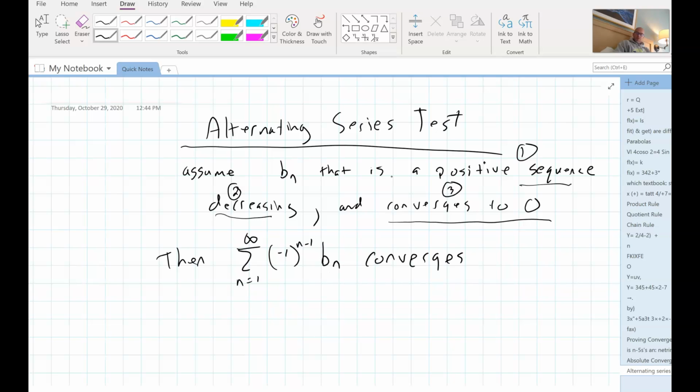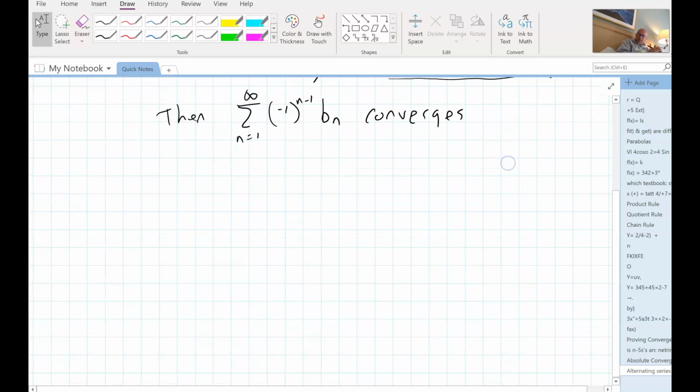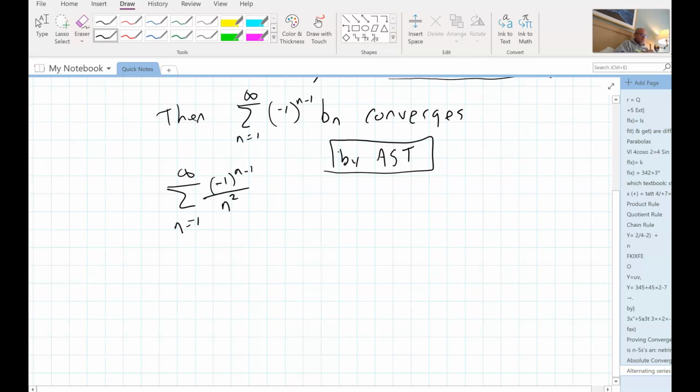Okay? So if we're given a series, for example, we'll do the one we did in absolute convergence, just to show another way to do it. Let's say we have the sum from n equals 1 to infinity of (-1)^(n-1) over n squared, and we want to show that it converges. Last time we took the absolute value of it and proved absolute convergence. We're not going to do that this time. We're going to use the alternating series test, by the alternating series test.